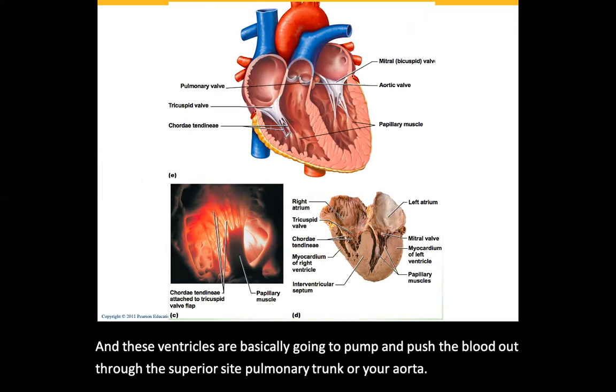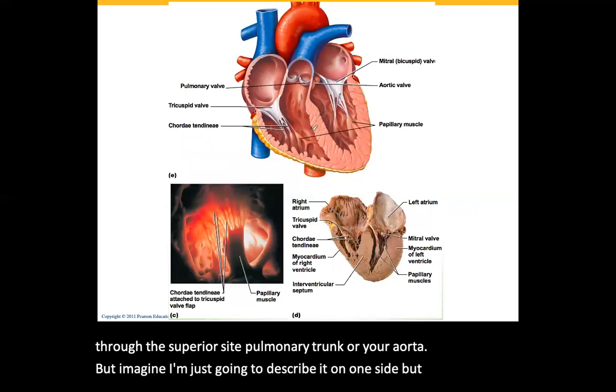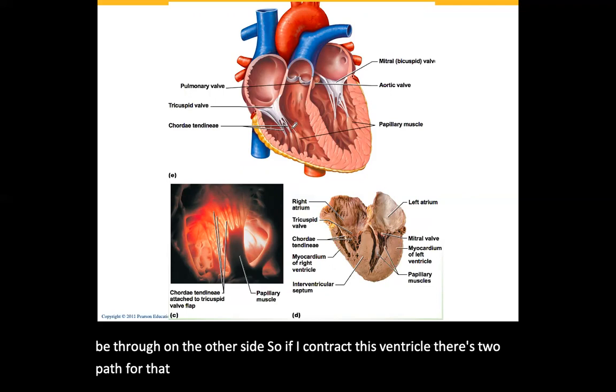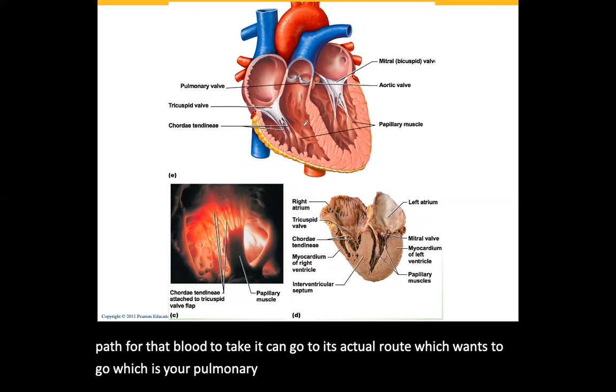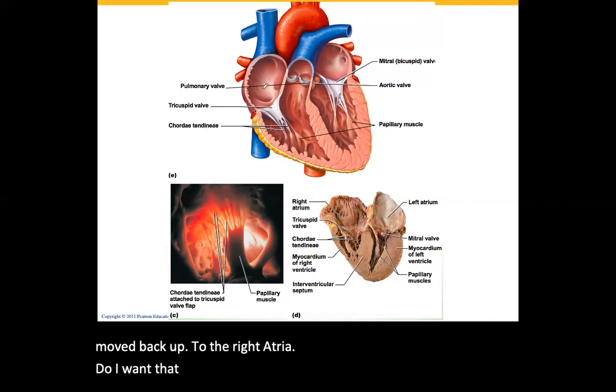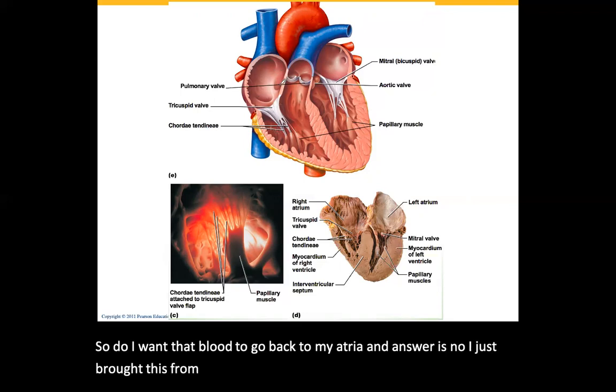And these ventricles are going to pump and push the blood out through the pulmonary trunk or your aorta. But imagine, I'm just going to describe it on one side, but it's also going to be true on the other side. If I contract this ventricle, there are 2 paths for that blood to take. It can go to its actual route, which is your pulmonary trunk, the blood vessel, or the blood can move back up to the right atrium because nothing is blocking that blood from going back up. So you can go either this way or you can go out this way. Do I want that blood to go back to my atria? The answer is no. I just brought this from the atria. Why do I want to pump it back again?